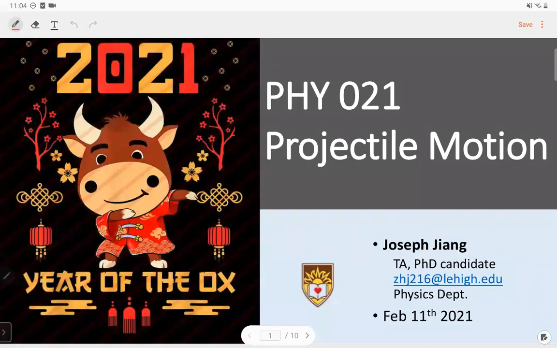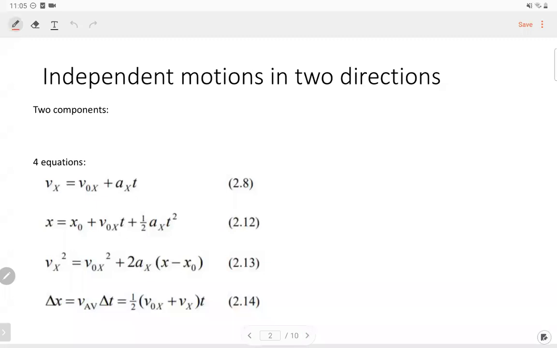Hi, and today I think I'm going to talk about projectile motion. This is a motion that needs two components, and these two components are independent. We are going to show you some examples and how to solve this problem step by step. First, let me give you an introduction about the independent motions in two directions.